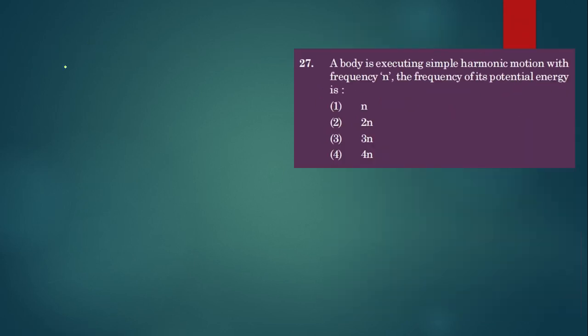This question belongs to SHM, and in this question it is mentioned that a body is executing simple harmonic motion with frequency n. The question is, what is the frequency of the potential energy? Very basic question. So what is the displacement? Displacement may be written like this in simple terms. Let's say this is the frequency, or you can write down the frequency in terms of angular frequency.